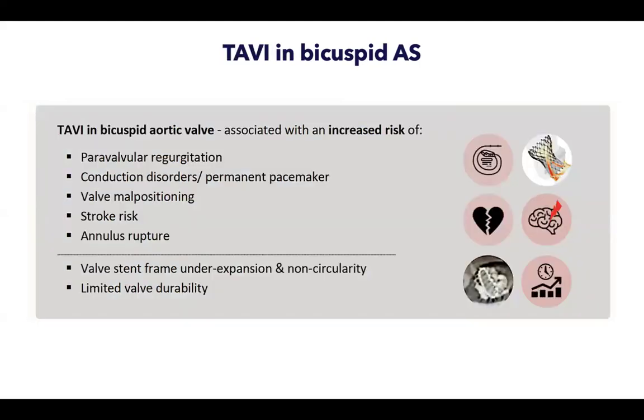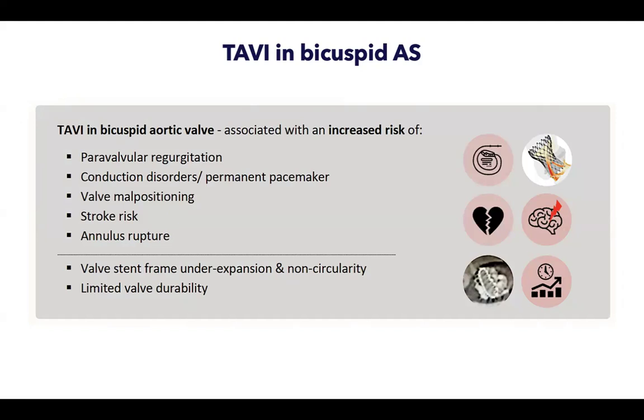Anyway, TAVI in bicuspid aortic stenosis is still, in the literature and also in clinical practice, associated with an increased risk of paravalvular leak for sure, especially if you're treating these excessively calcified type 1 bicuspids with very long calcified raphes.